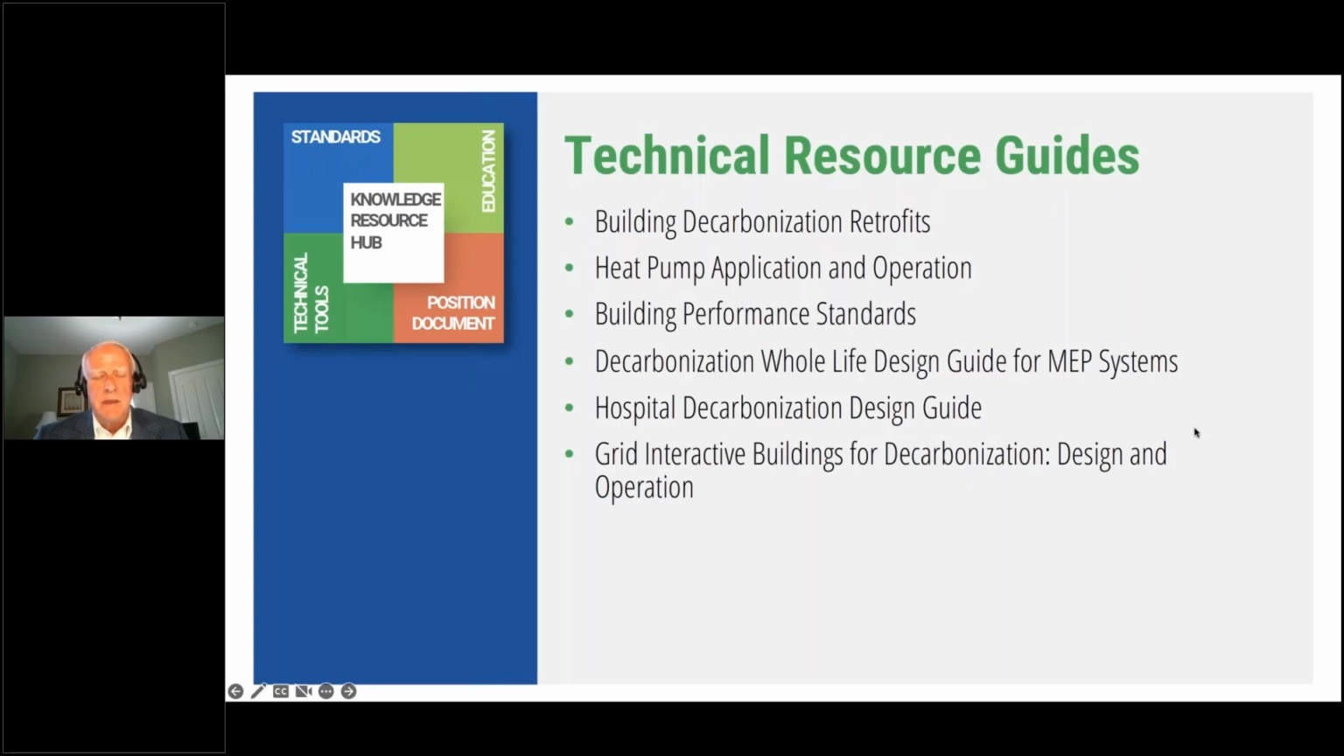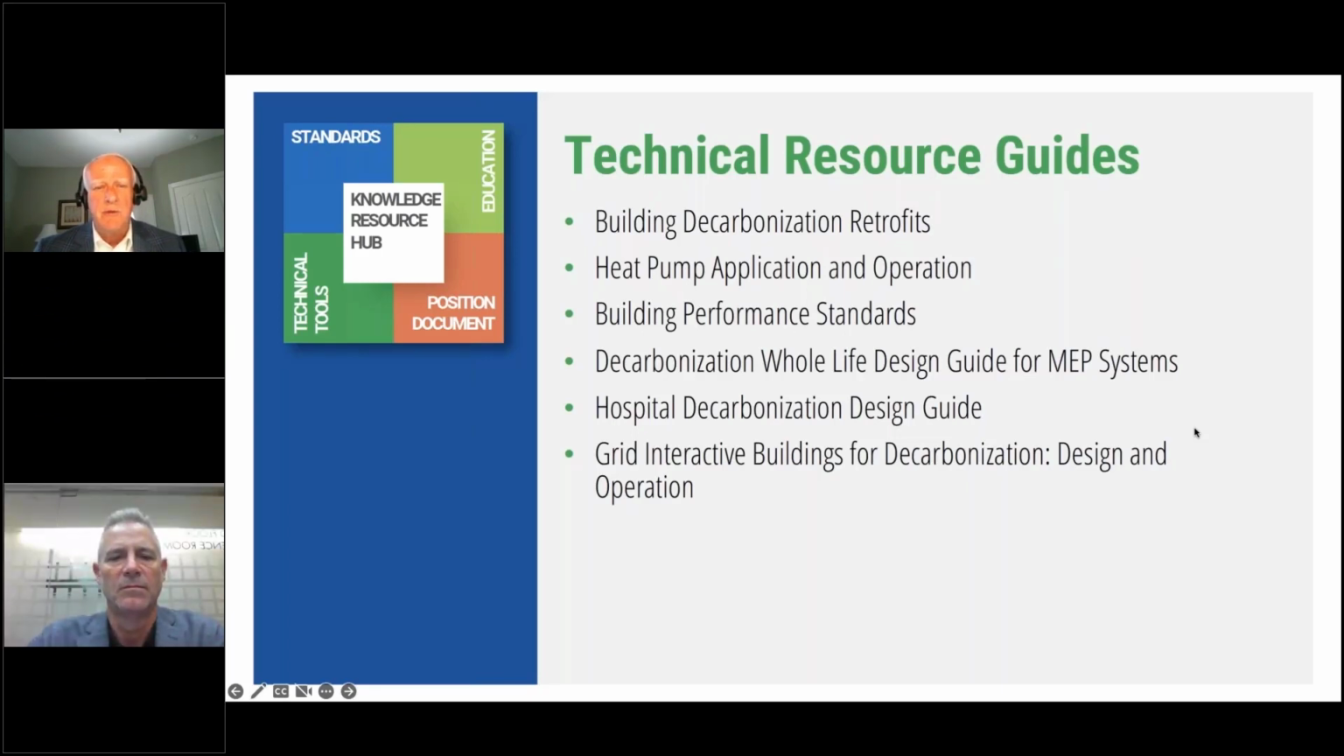The first is the Building Decarbonization Retrofit Guide. The purpose of this is to provide design engineers with a framework for decarbonizing existing commercial and multifamily buildings. In this, we're talking about specific solutions, giving guidance, and also providing some case studies for both of these building sectors.